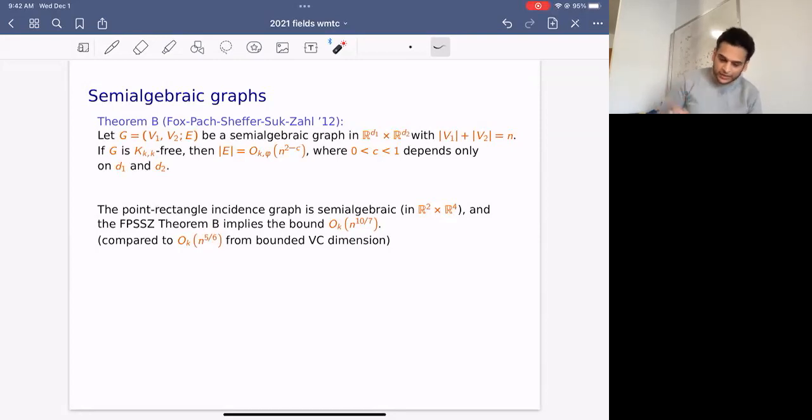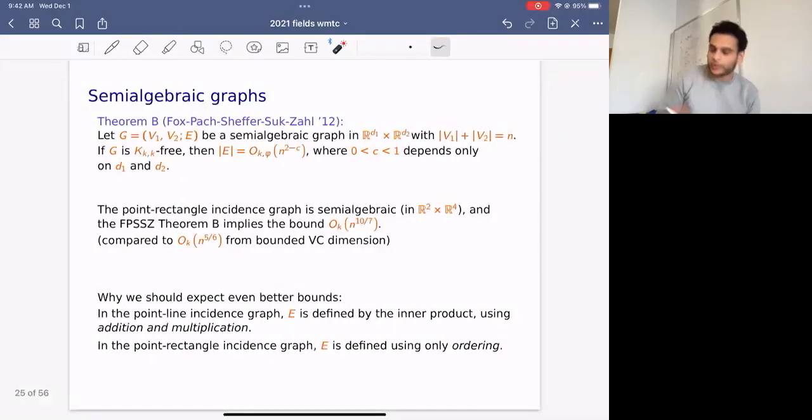Okay, and maybe I should mention this thing as well. Oh, just one thing. We should expect better bounds, because for semi-algebraic, I think we've seen this kind of phenomenon before, where I have something that's being defined using product and multiplication and addition. But if you look at the incidence graph of points and rectangles, it's really simple. It's only defined using ordering. So we should expect significantly better bounds in this setting. So that's what we'll see next. I'll mention our main theorem soon.